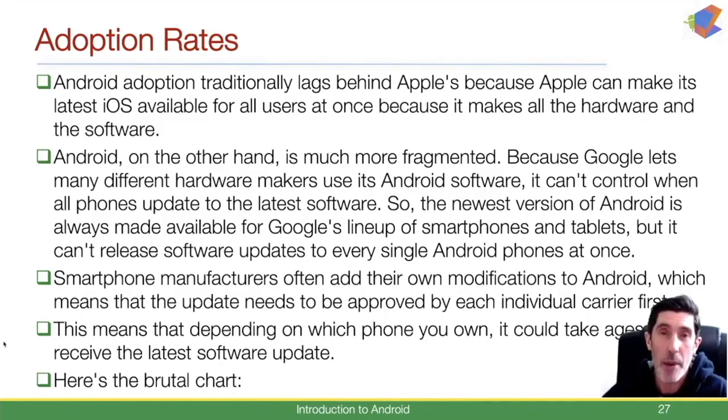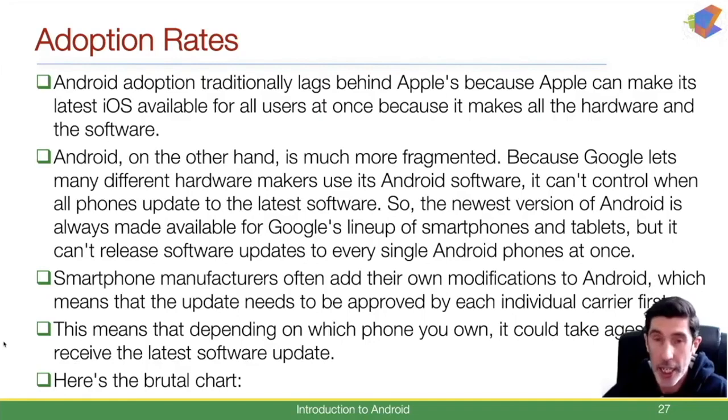The same doesn't happen with Android, because it's a lot more fragmented. You have different manufacturers, different network providers, so slightly different versions of Android. Unless you've actually got a Google device, like we saw in the previous set of slides, or some of those OEMs, you won't be getting the latest version anytime soon, okay? That's what we're talking about there.